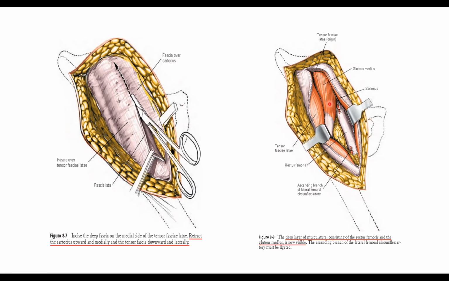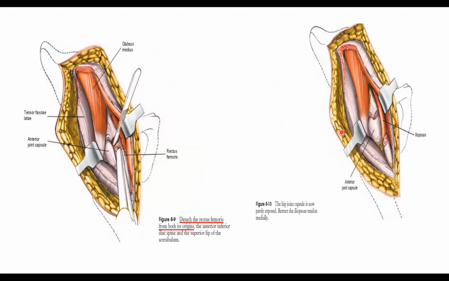So here the risk is you will see the ascending branch of the lateral femoral circumflex artery that should be ligated. Otherwise, it will bleed. This is an important thing you should note. We have already seen one endangered nerve, the lateral femoral cutaneous nerve. Now we are seeing the lateral femoral circumflex artery. So these two structures are at risk.